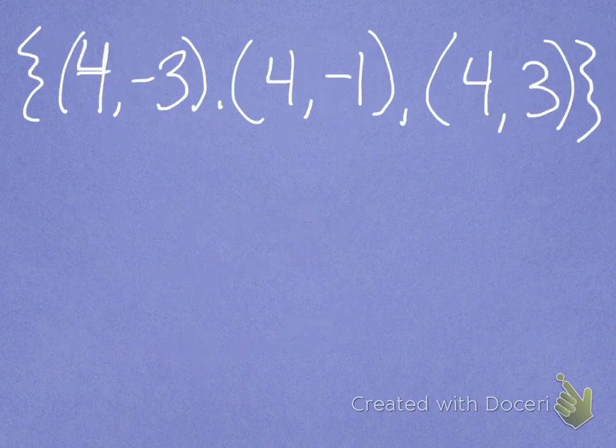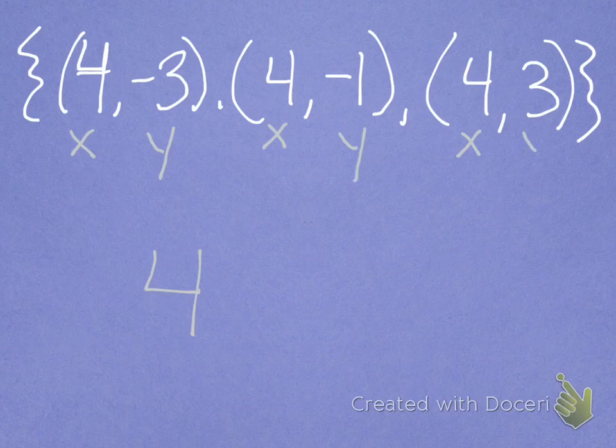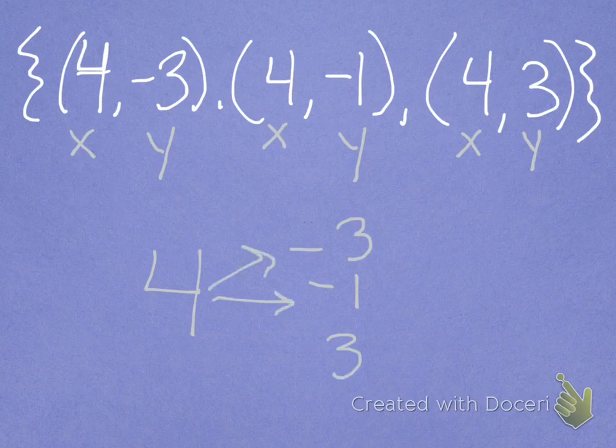Okay, let's try this one. My x values are 4, 4, and 4. So we really need just one number over here, because that's the only x value. My y values are negative 3, negative 1, and 3. So there should be 3 y values. Negative 3, negative 1, and 3. Now the 4 goes to all 3 of them, because you had 4, negative 3, 4, negative 1, and 4, 3. And then you're done.